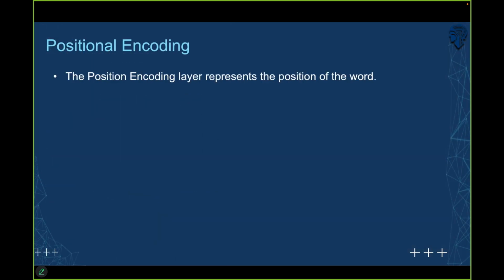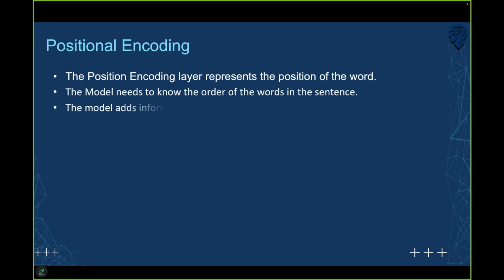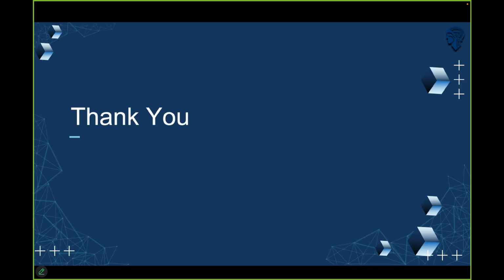Then positional encoding. The positional encoding layer represents the position of the word in the vocabulary. The model needs to know the order of words in the sentence as well. The model adds information about the position of each word to this.